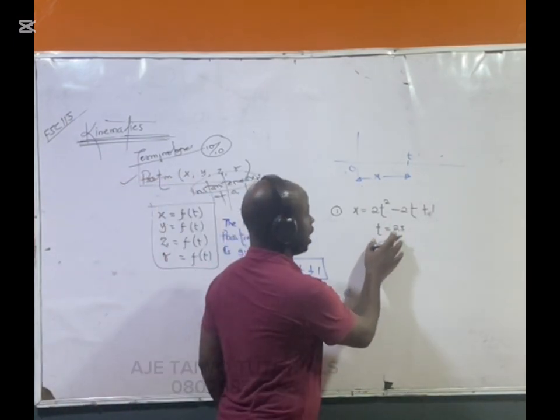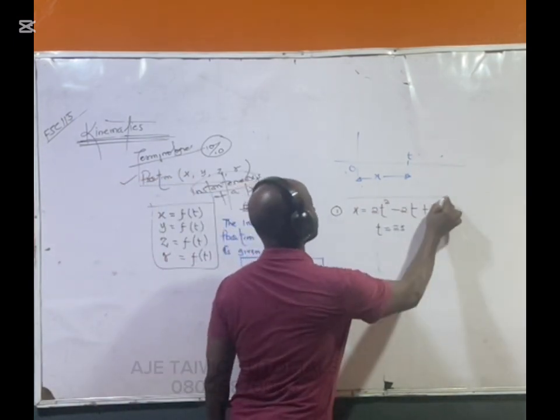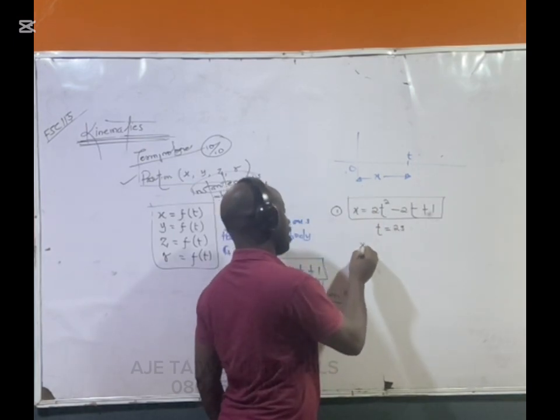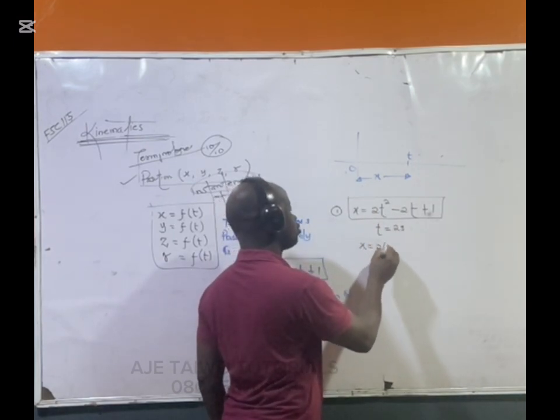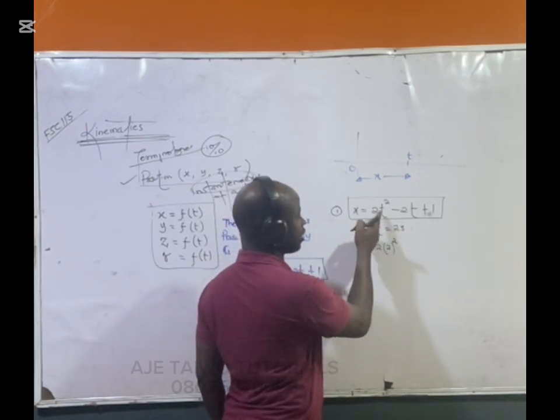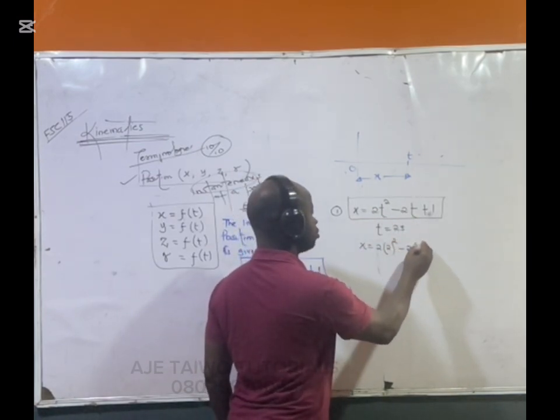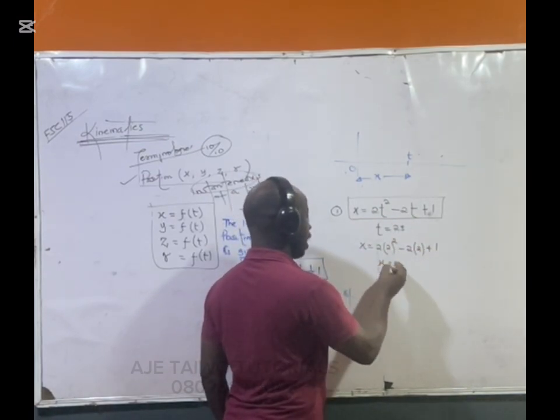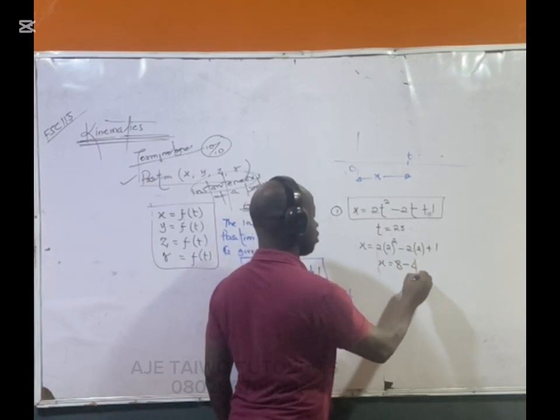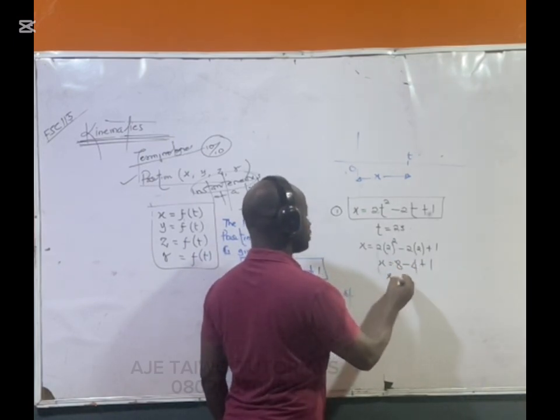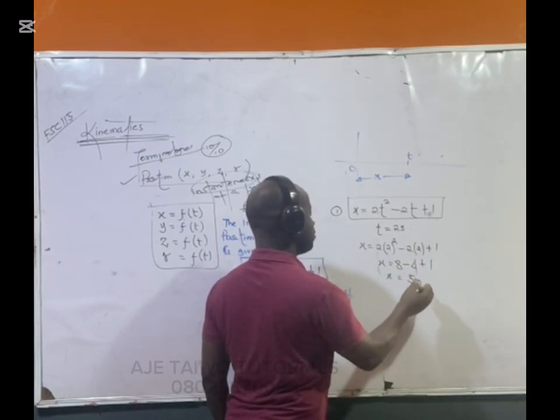You put t as 2 in this formula. So you have x equals 2 into 2 squared, I'm putting t as 2, minus 2 times 2 plus 1. So x equals 8 minus 4 plus 1. So x equals 5 meters.